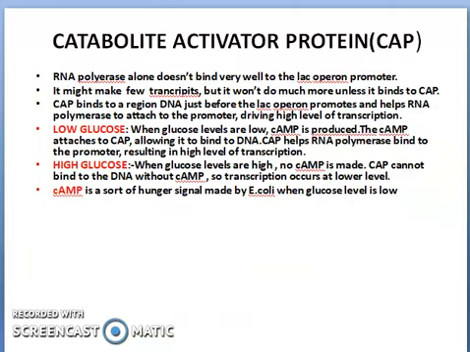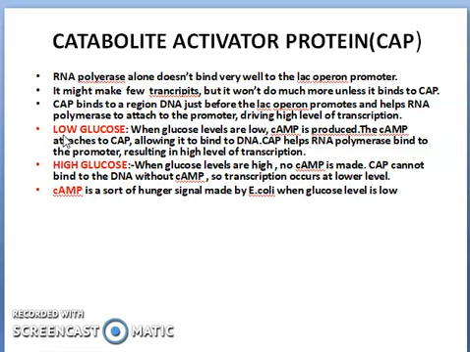Now in the next slide we will be dealing with some other points, that is CAP. What exactly is CAP and what is the function of CAP? In the first point it has been written that RNA polymerase alone does not bind very well to the lac operon promoter. For that it needs some factor. What is the factor? It is CAP. When the concentration of glucose is low, then the CAP protein is activated.